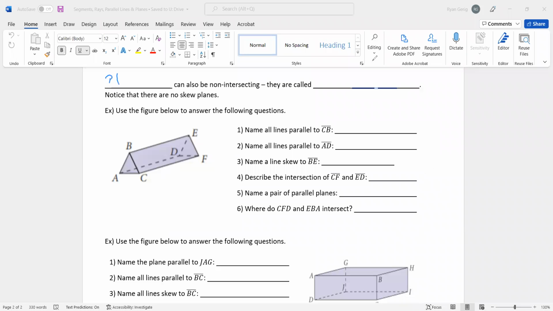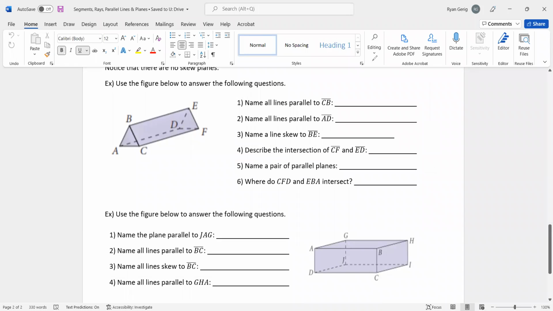Planes can also be non-intersecting. They are called parallel planes. Notice that there are no skew planes. There's only parallel planes. So we got a figure here. We're gonna do some answering of questions.